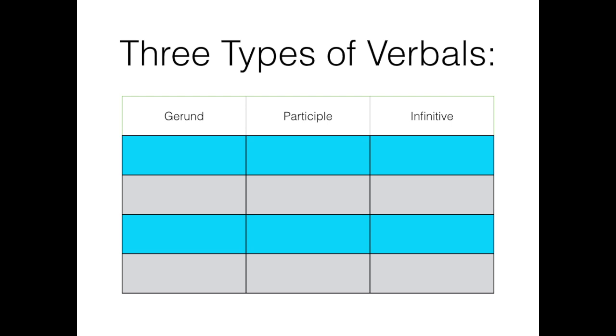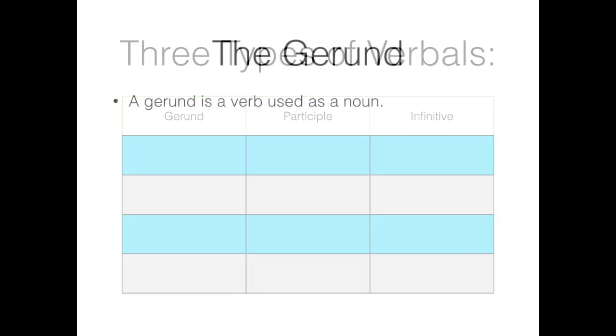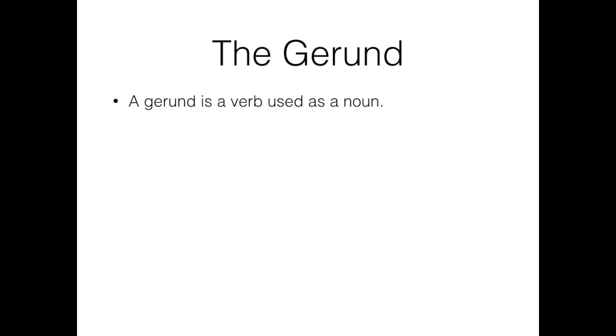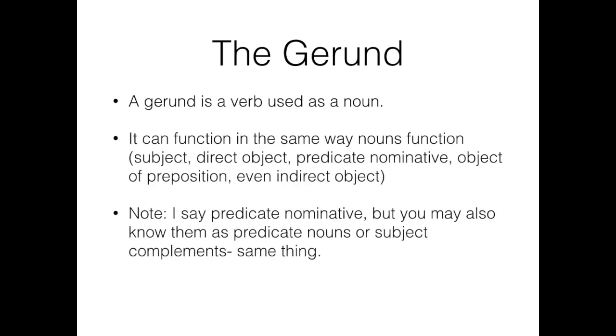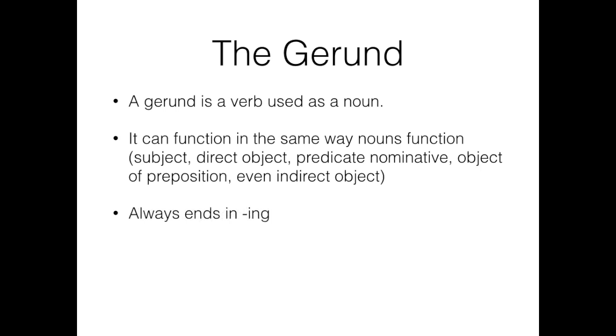And let's talk about gerunds first. Put simply, a gerund is a verb that is being used as a noun. Like any noun, a gerund can function as the subject of a sentence, as its direct object, as a predicate nominative, or as the object of a preposition. Occasionally, you'll see gerunds as indirect objects, but I'm not going to cover them in this video. Gerunds always end in ing.